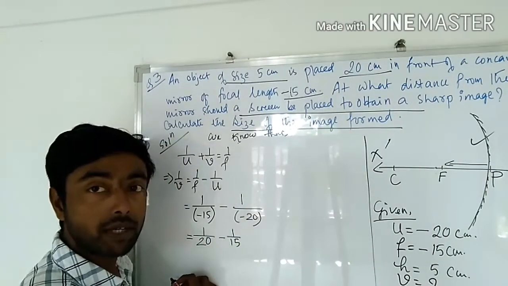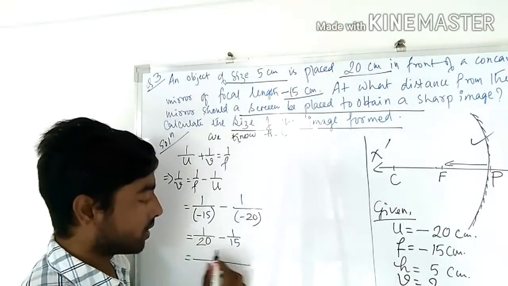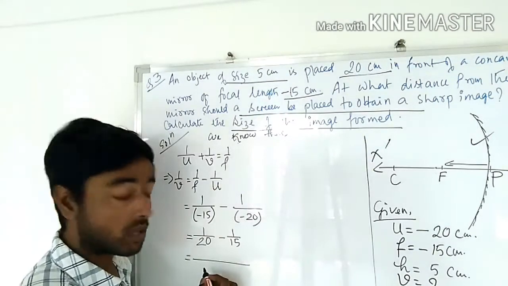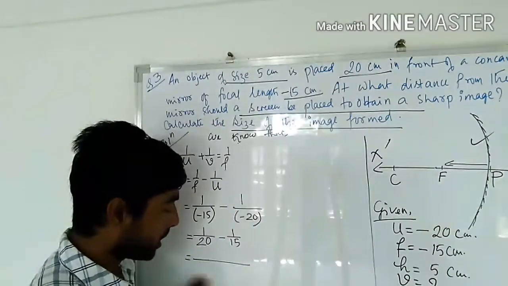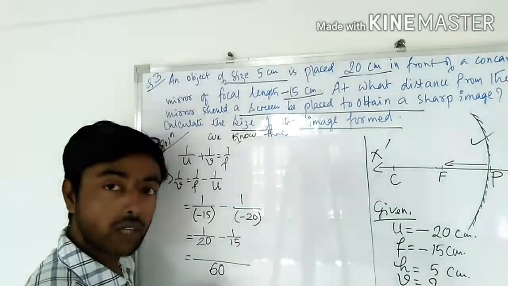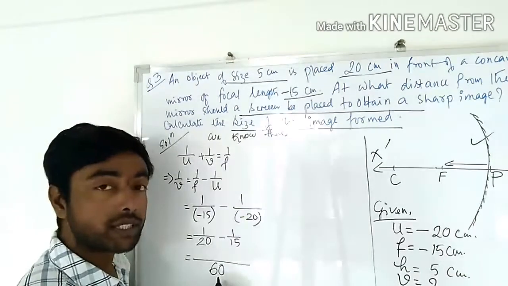Clear? Just mathematics. What you have to do? You need to calculate LCM. What is it? 20 and 15. 20 और 15 का LCM कितना है? 60. You find out. Now you see, 60.